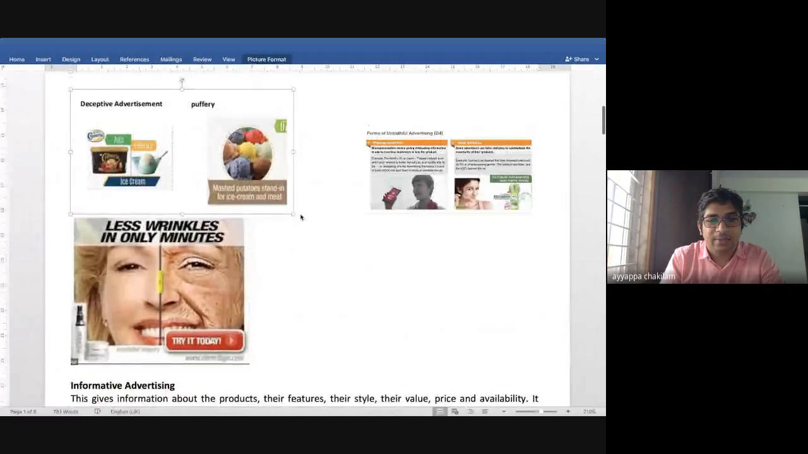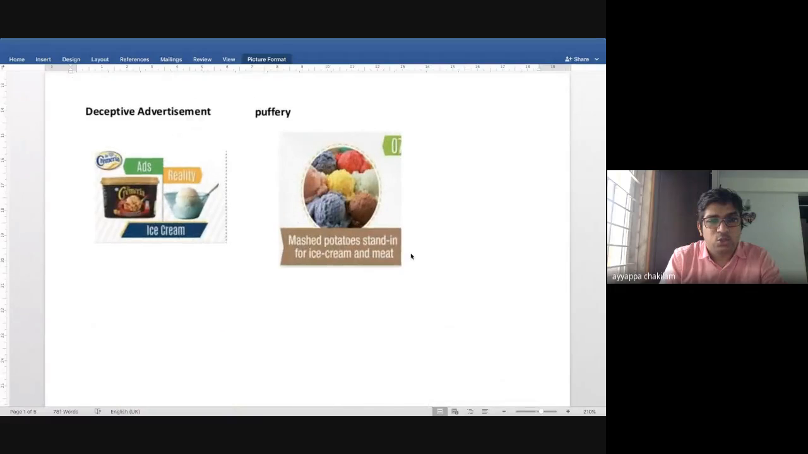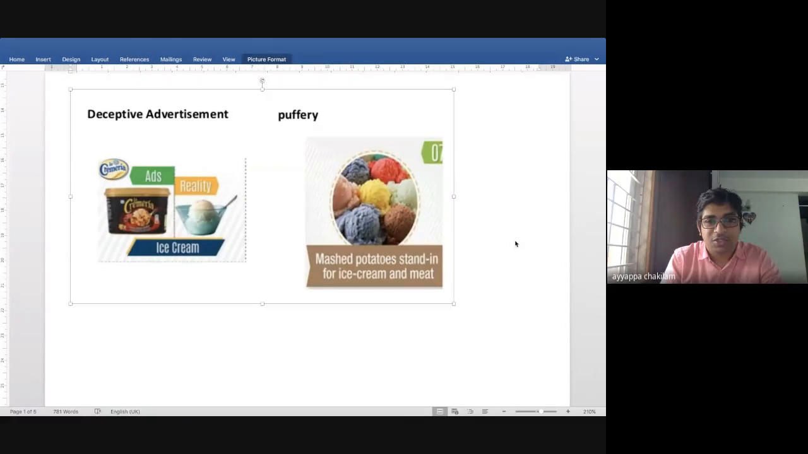I've taken some examples here. I'll just zoom it. I think it's not visible to you all.